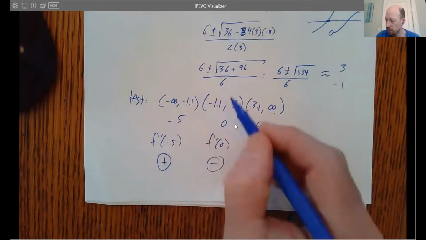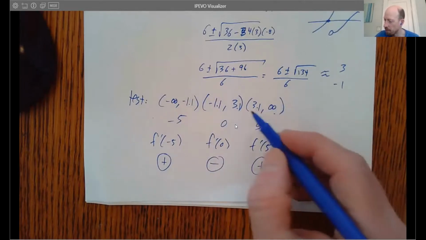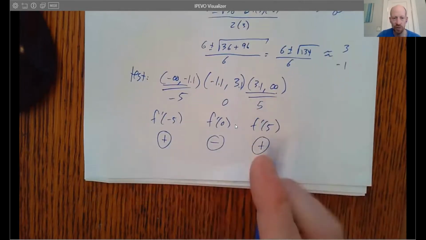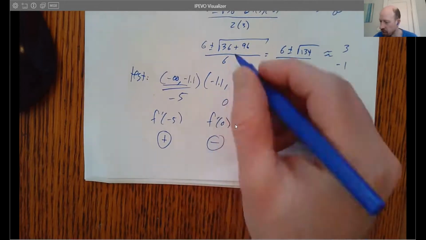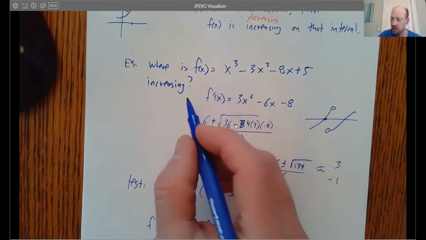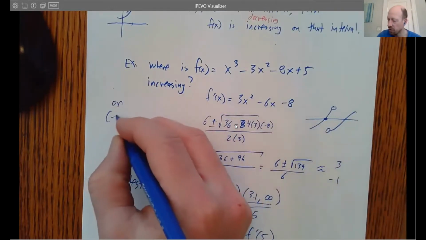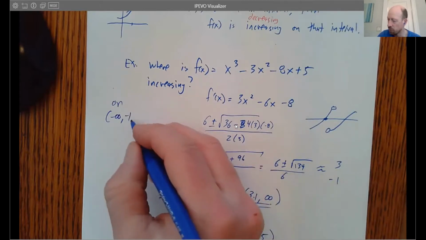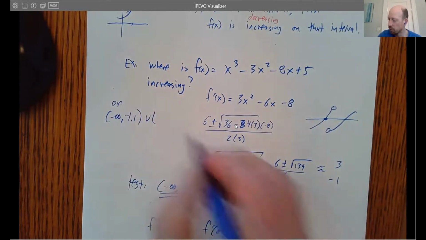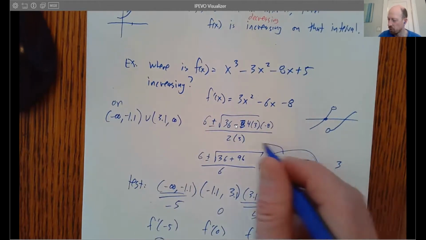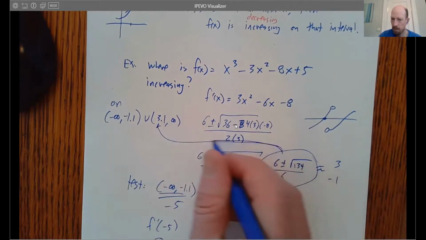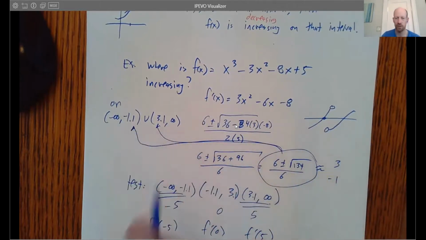What's important though is that we can interpret this result and say that these are my two intervals where my function is increasing because its derivative is positive. So the answer to this question, where is this increasing? It's increasing on the interval minus infinity to minus 1.1, union the interval from 3.1 to infinity. And to be honest, I really should put those values in there. I just didn't want to complicate it by having to write that down.